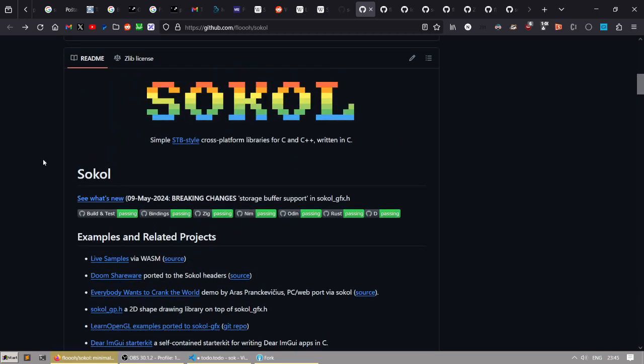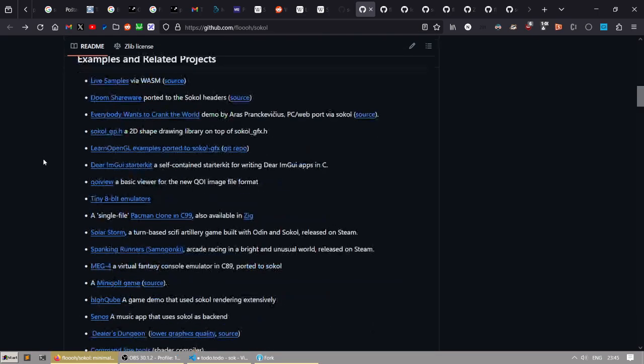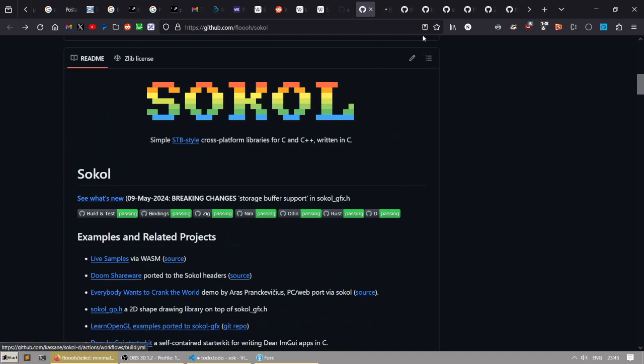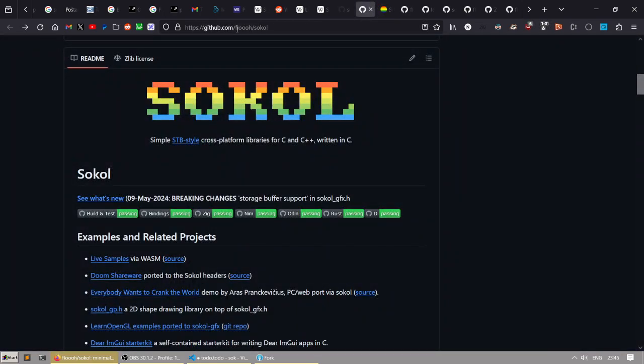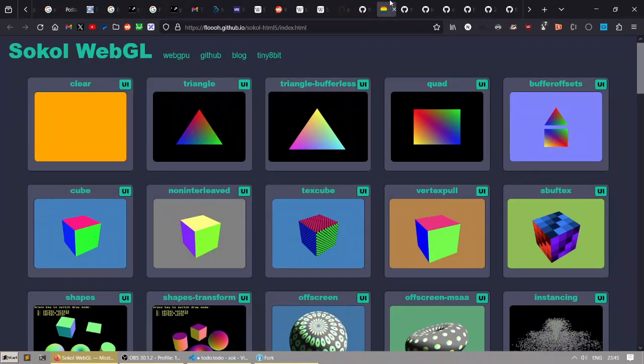So what does Sokol do? Well, it's basically a rendering engine, and you have a lot of live samples here. One of the coolest things is that it's cross-platform, and it can compile to any backend. So whether it's OpenGL, DirectX, Vulkan, or even WebGL. So here are the WebGL examples that you can find. And by the way, GitHub is Floooh Sokol. But just Google Sokol and you'll find it.